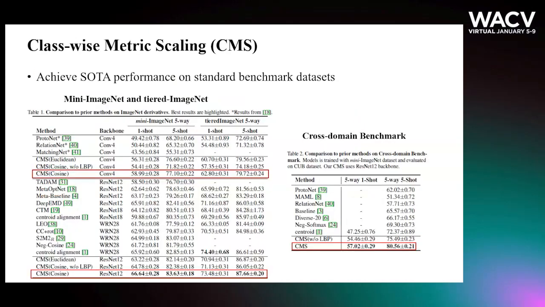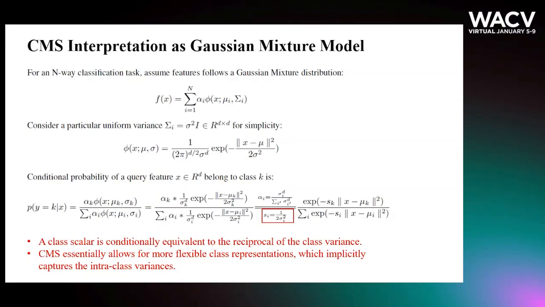Experimental results show that our method CMS has achieved state-of-the-art results on mini-ImageNet, tiered ImageNet, and cross-domain benchmark datasets. For example, CMS achieves the mean accuracies of 66.64% and 83.63% for 5-way 1-shot and 5-way 5-shot settings on the mini-ImageNet dataset, respectively. We can interpret CMS as the Gaussian mixture model.